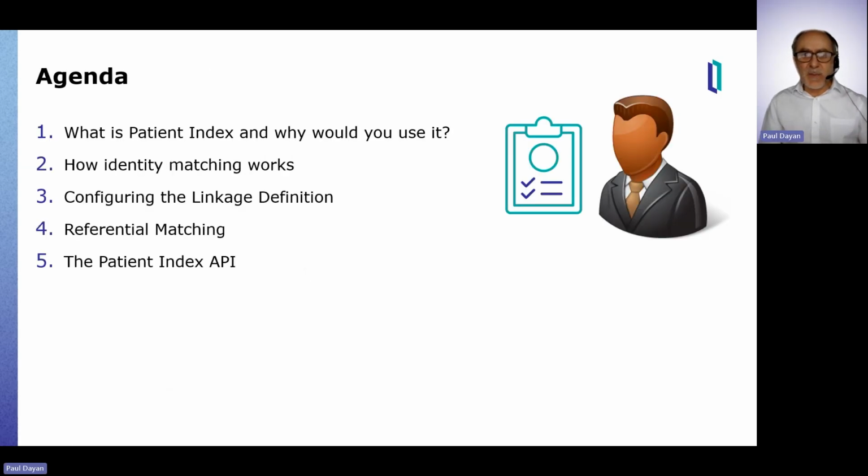Today we will start by exploring what Patient Index is and what it does. Spoiler alert, it does identity matching. But what does that mean and how does it work? Then we will look in detail at how we configure the identity matching using what is known as the linkage definition. Patient Index has a new feature called referential matching, which includes third-party identity providers in the matching process. And lastly, we'll also look briefly at the programmatic API exposed by Patient Index for use by custom applications.